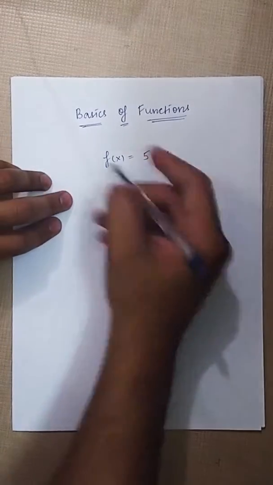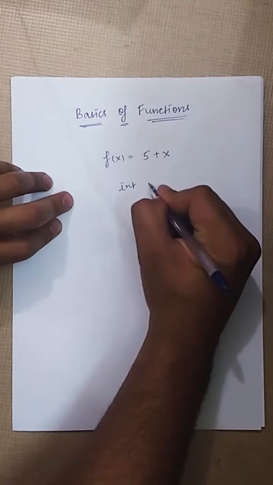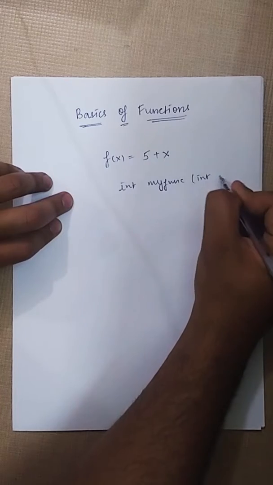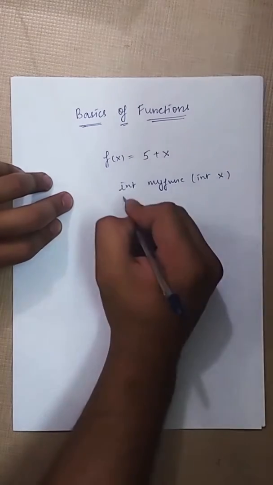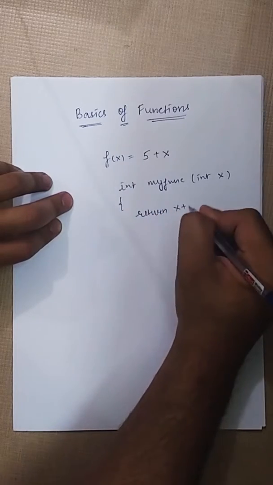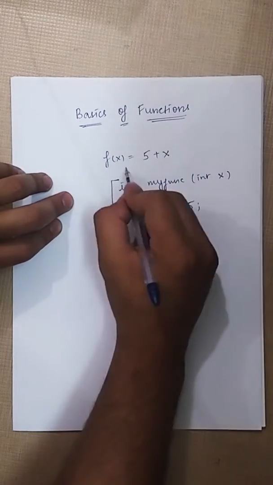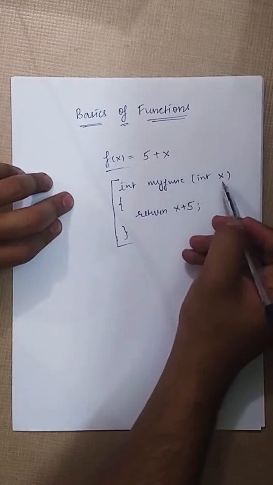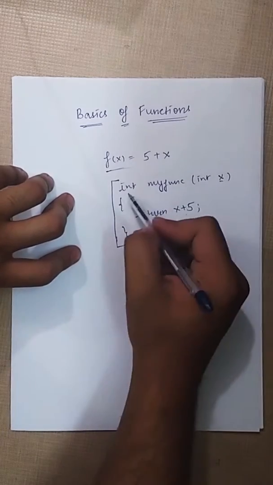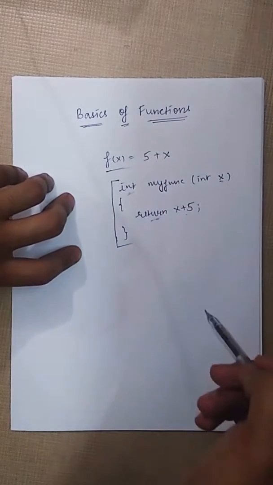So let's look at this function from a programming point of view. What can we write? A function like myfunc(int x) { return x plus 5; }. Now this is very similar to the previous one. It takes an integer x, adds 5 to it and returns it. This is also doing the same thing.